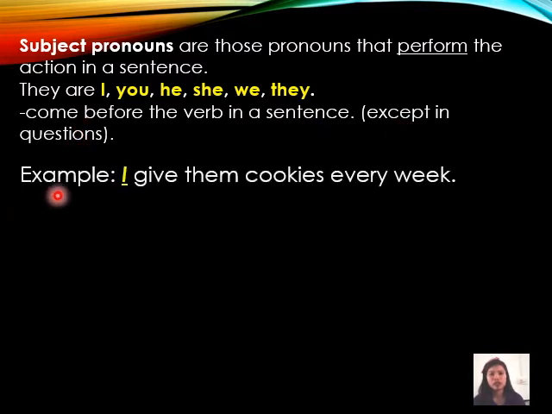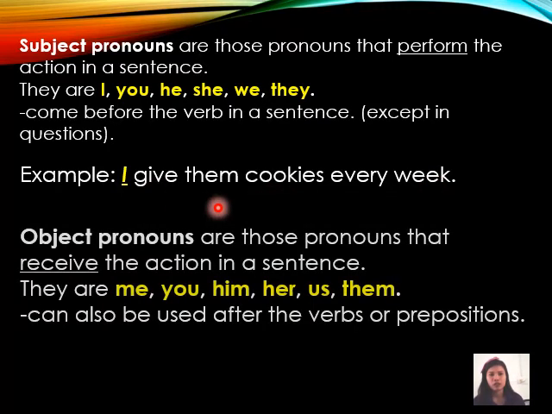Okay, let's have an example. I give them cookies every week. I is the subject pronoun. Okay, now, object pronouns are those pronouns that receive the action in a sentence. They are me, you, him, her, us, and them. Okay, and they can also be used after verbs or prepositions.